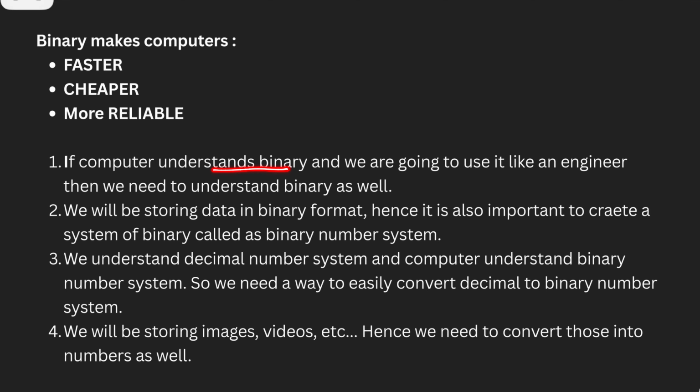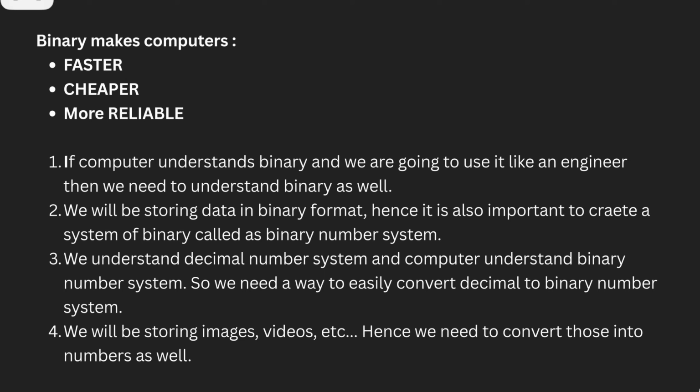If a computer understands binary and we are going to use it as engineers, then we need to understand binary as well. We will be storing all the data in the machine using binary format only. Hence, we need to create a number system that handles binary. You cannot write 245 or 786 into a computer. You need a proper number system to store these values. We need a way to convert our decimal numbers into binary numbers, because decimal is something we understand, and binary is something the machine can understand.